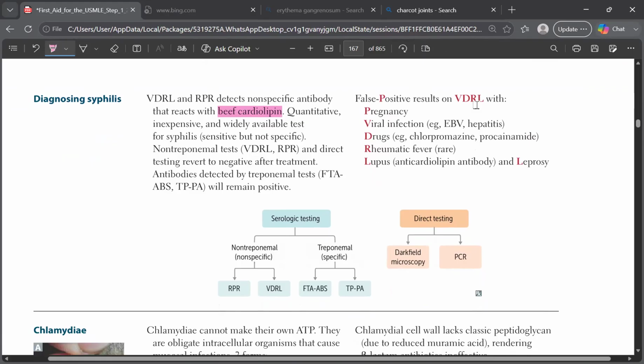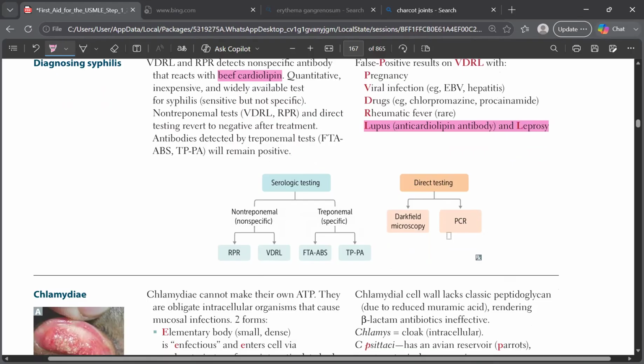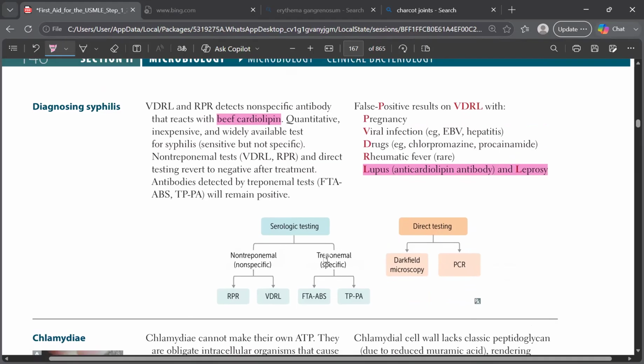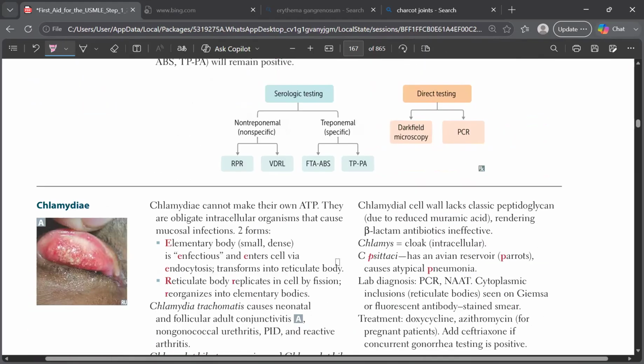False positive tests of VDRL will be given in pregnancy, viral infections, for example, in EBV and hepatitis, drugs such as chlorpromazine and procainamide, rheumatic fever, which is rare, and lupus, anticardiolipin antibody, and leprosy. So these are all the causes in which we are going to have false positive tests. So you better confirm it with treponemal specific tests, which are FTA-ABS and MHA-TP.